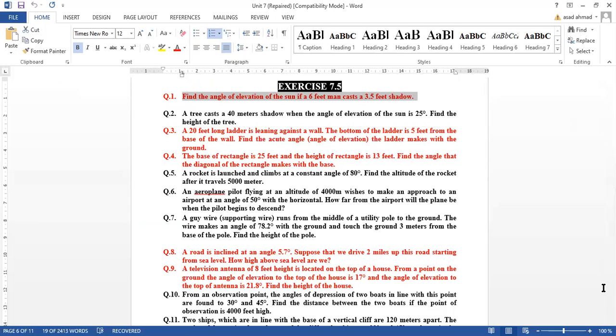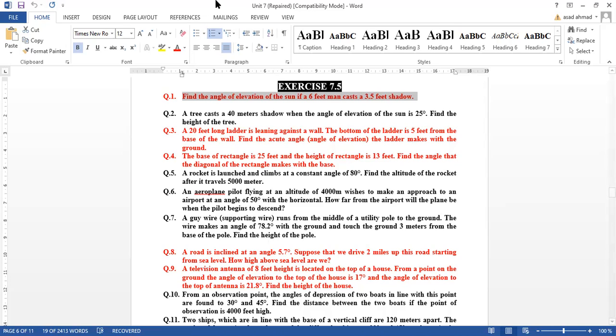So for question number 3, I would recommend that we should make the diagram and you should solve the question yourself. So I will translate the statement of the question into the diagram so that you people can easily calculate yourself. It is very similar to question number 1. So let's begin with it. Question number 3, a 20 feet long ladder and bottom is 5 feet from the base. So how to translate it?